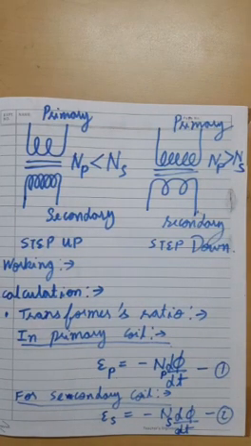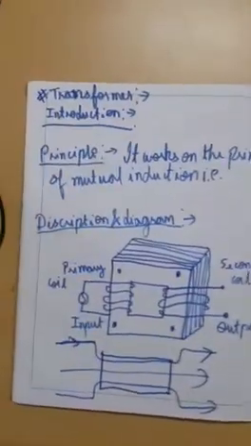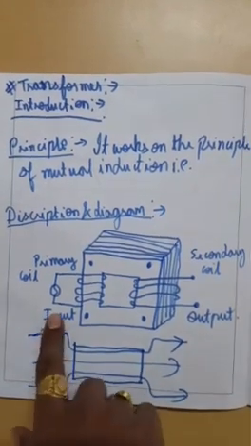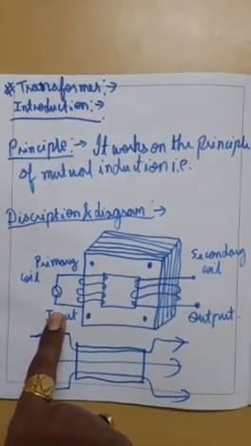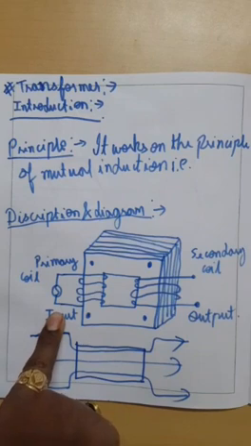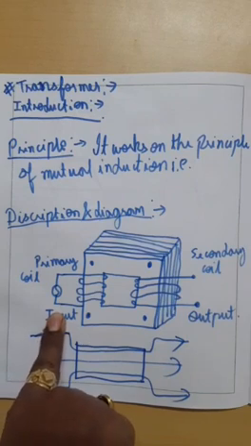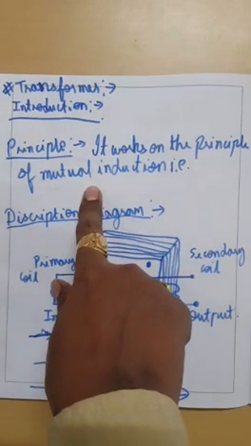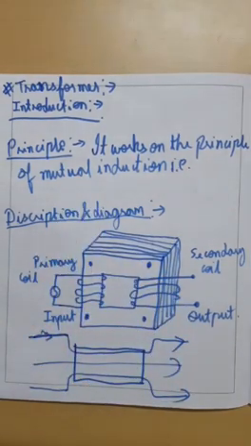Okay, now let us talk about the working of the transformer. So for that we have to look into this diagram. See, as soon as we pass the alternating current from here. Now when I say alternating current, we have to keep in mind that a transformer would work only on alternating current. It cannot work on direct current, because our principle is mutual induction, and mutual induction would only happen when the current is changing.